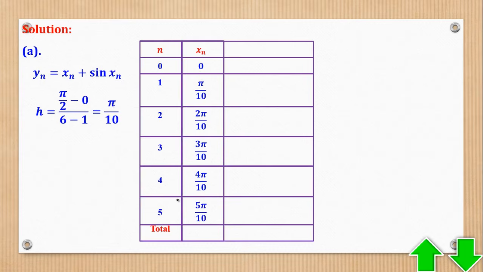So next is to generate values of the extreme values. So this is the extreme and this is the extreme. That's why here there is y0 and y5.